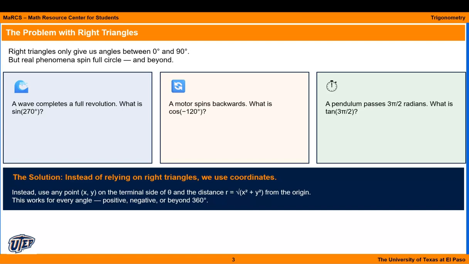Right triangles are very useful, but they only allow us to work with angles between 0 and 90 degrees. However, many real-world situations involve motion that goes beyond that. Objects rotate, spin, and even move backward. So the question becomes, how do we define trigonometric functions for any angle, not just acute ones? The solution is to move from triangles to coordinates. Instead of relying on side lengths, we describe an angle using a point (x, y) on its terminal side. This approach works for all angles: positive, negative, and beyond one full rotation.